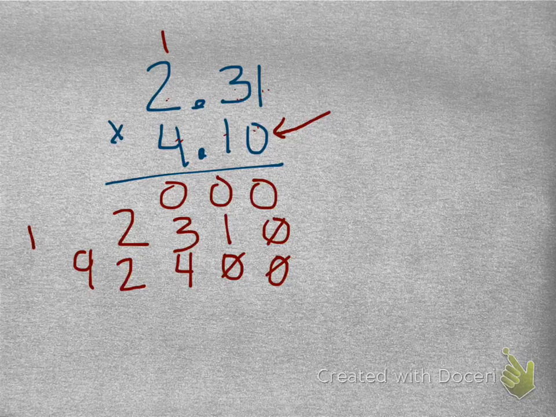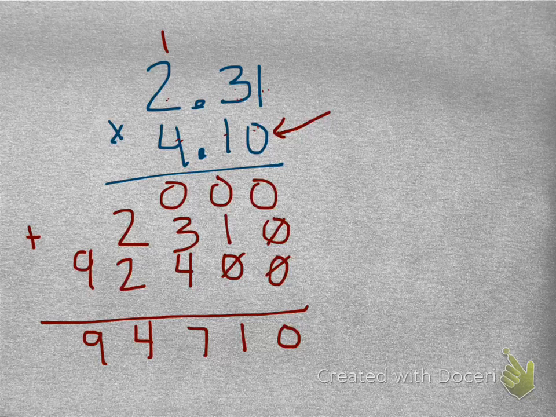Alright, now I'm going to add all my terms together. So 0 plus nothing, or 0, is 0. 0 plus 1 plus 0 is 1. 0 plus 3 plus 4 is 7. 2 plus 2 is 4. 9 plus nothing is 9.